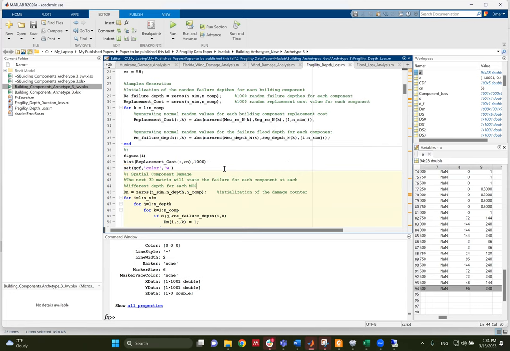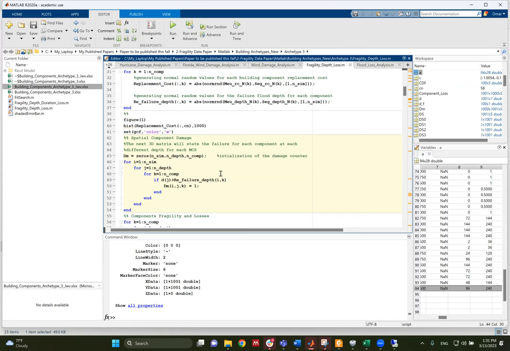Okay, so the next step is to identify what is the failure of each component at each flood depth. I need you to focus on this nested for loop because it's very much inside each other. I want to develop a matrix that tells me, at each simulation corresponding to each flood depth, corresponding to each component, if this component was exposed to this flood depth, does it fail or not? So for example, I have 95 components, right? So the number of components is 95.